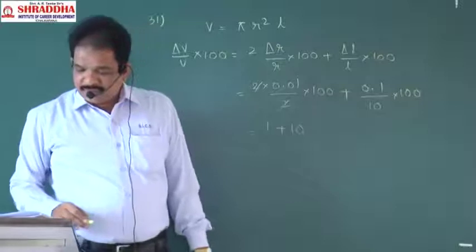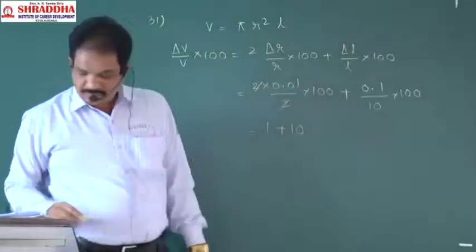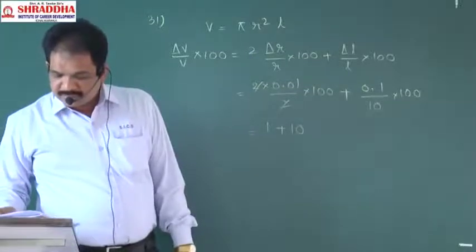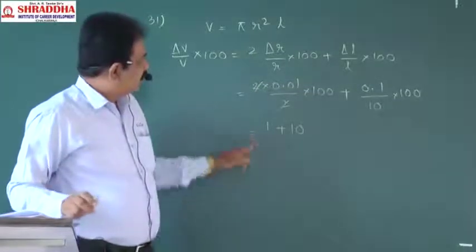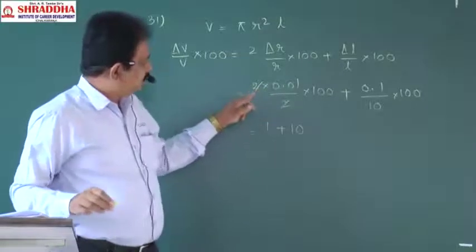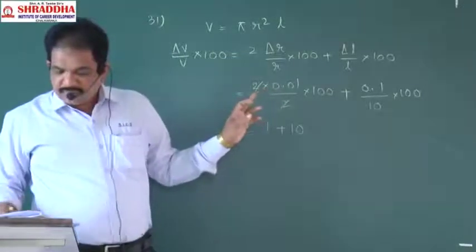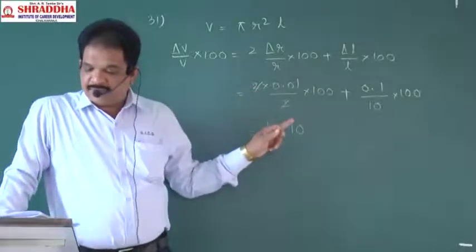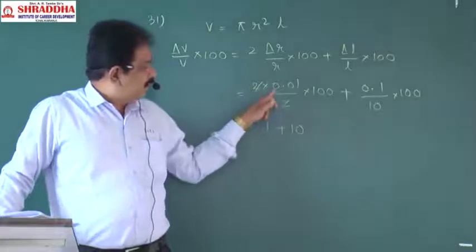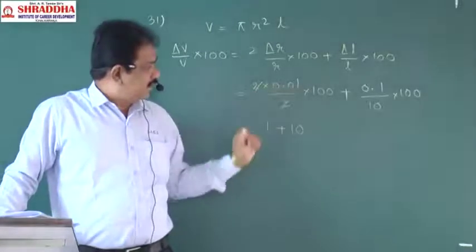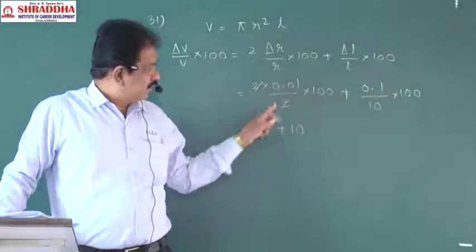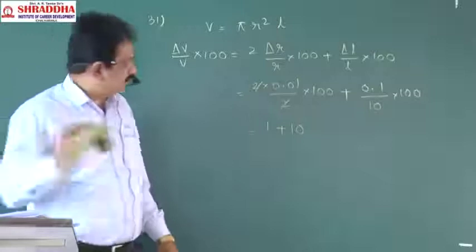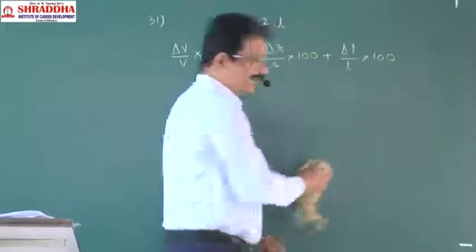So finally, how much are we getting? See, 0.1 by, so length will be, radius will be 2 centimeter, error will be 0.01, yes, into 100. Once again we'll check, something is going wrong, we'll check.